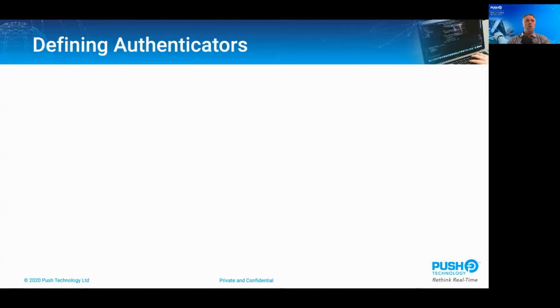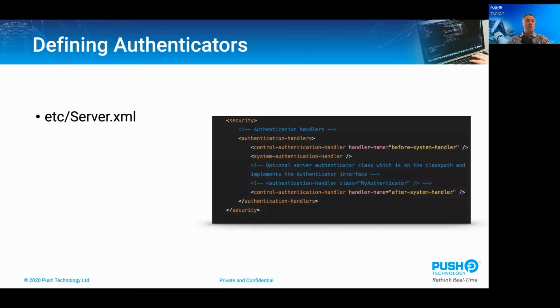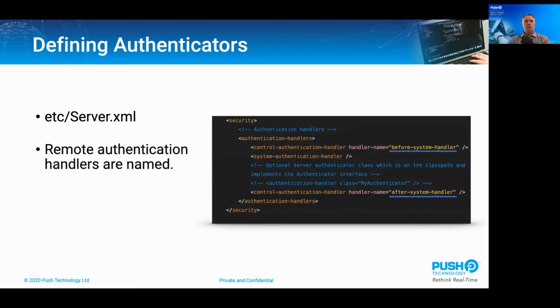Before they can be used, authenticators must be defined. Authenticators are defined in etc/server.xml. And here we see the out-of-the-box configuration. Notice the names of the two control authentication handlers, before system handler and after system handler, and the system authentication handler nestled between them. The order of the authenticators is significant, and we'll see how shortly. If you have awareness of production concerns, you'll be very glad to know that many authenticators can connect to a handler name, and the load is distributed evenly across them.